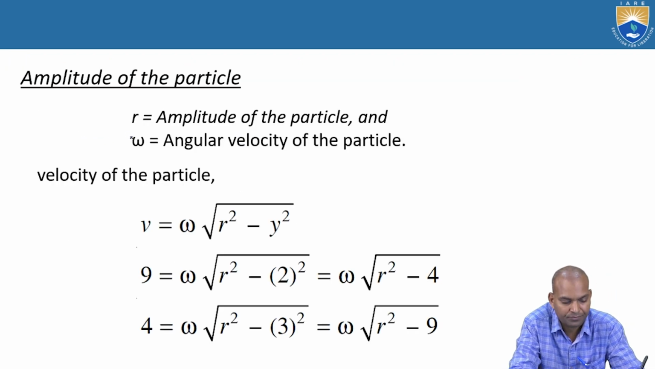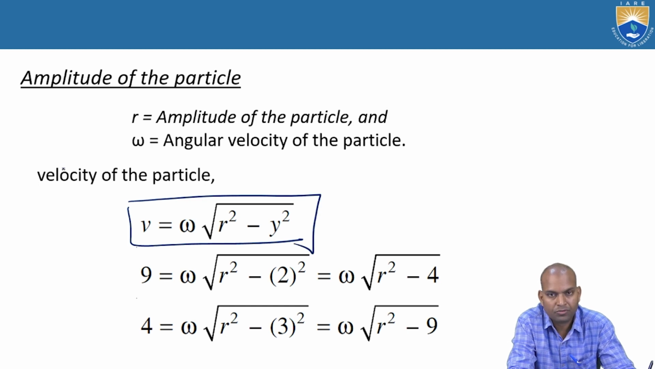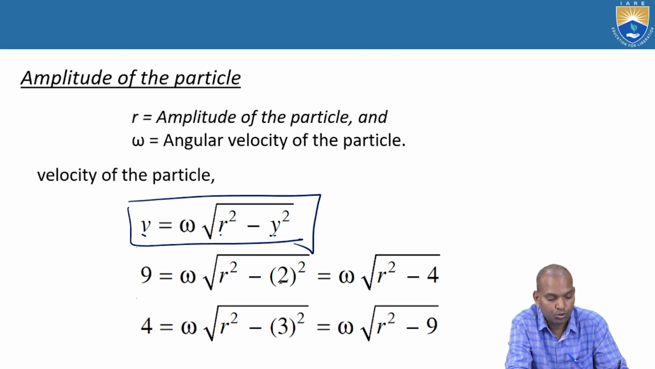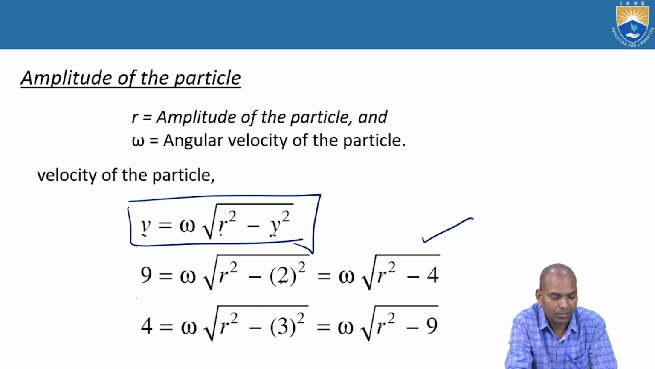Let r be the amplitude of the particle and omega the angular velocity. Then the velocity of the particle, we know the equation, v equals omega times the square root of r square minus y square. Here the amplitude was not given and y was given. At displacement 2, the velocity is 9 meters per second. So 9 equals omega times the square root of r square minus 2 square, then 9 equals omega times the square root of r square minus 4.